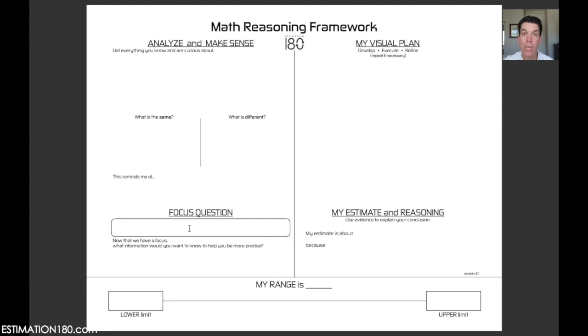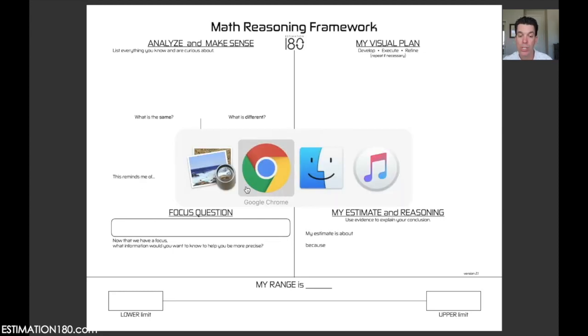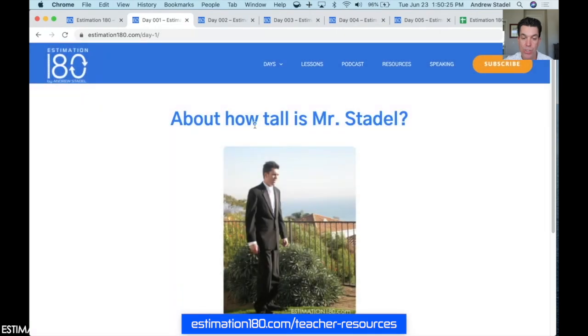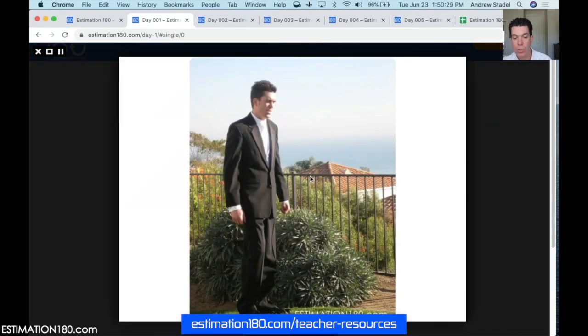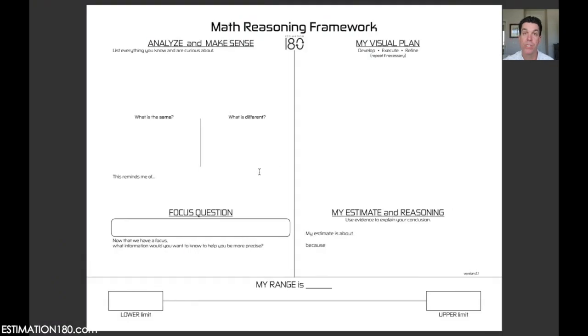And then you can show them the focus question. So you could reveal the focus question for the day about how tall is Mr. Stadel. And now that that's our focus question, when you go back to the Mathematical Reasoning Framework, they can write that in and maybe they have follow-up questions. Okay? This right side here is for them to put their plan together when they are estimating. And they also have a chance to maybe draw something out or do whatever their mathematical thinking might be, some calculations or anything of the sort.